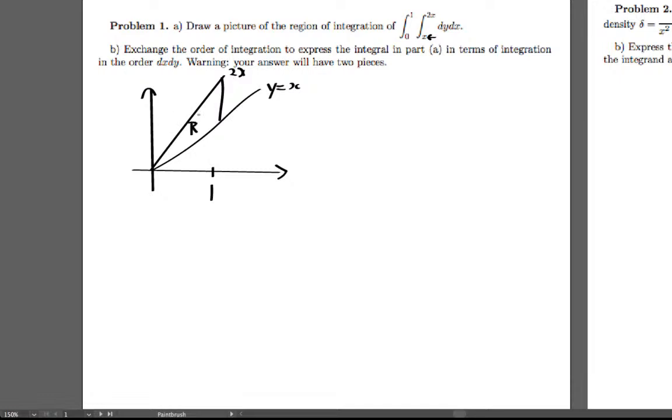And that's how you actually draw the picture. You just state that for the outer integral, it is in terms of x, so it goes from 0 to 1, and then for y, it goes from y equals x to y equals 2x. So that's how you would draw it.